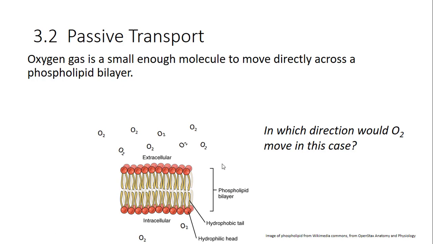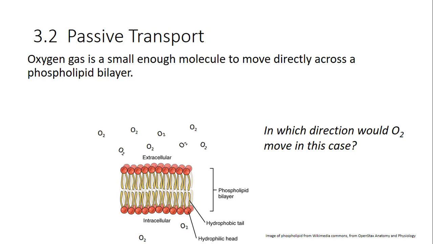In biology, we are usually concerned with the movement of molecules across a cell membrane, such as the plasma membrane that surrounds the cell, or a membrane that surrounds an organelle. For example, oxygen gas is a small enough molecule that it can move directly across a phospholipid bilayer.